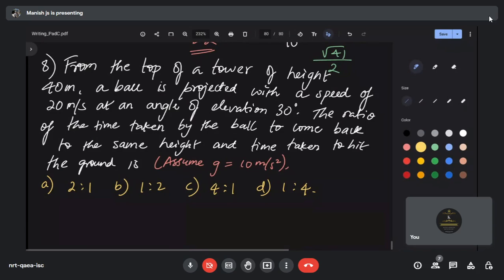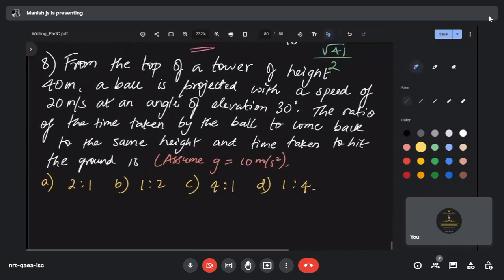Sir, option D. Option D, sir. D, 1:4? Yes, sir. Okay, I'm afraid that is not right. It is not 1:4. Did you use the time of flight formula correctly and get the relationship? Yes, sir. Yes, and that is how we should approach it.